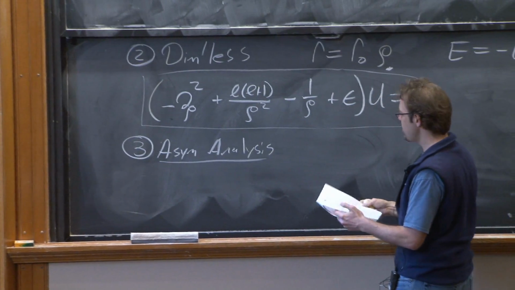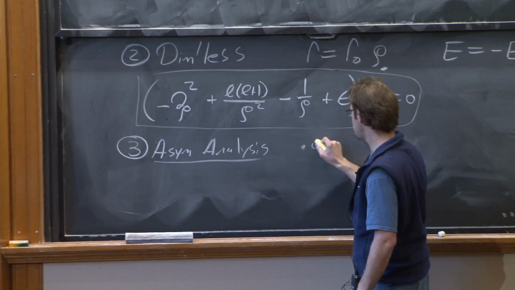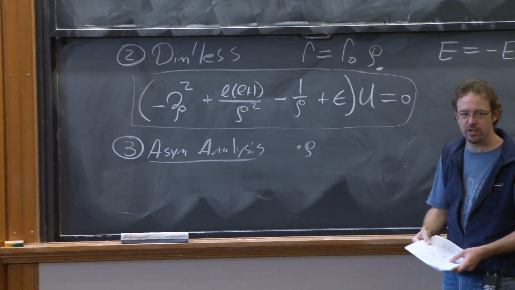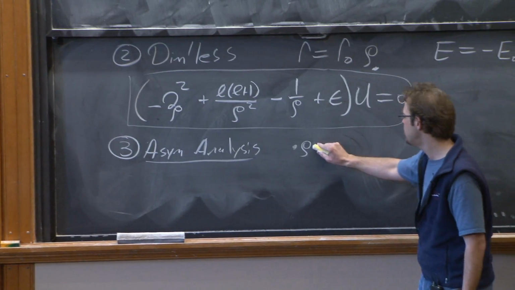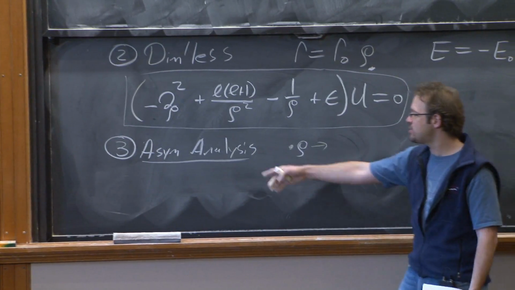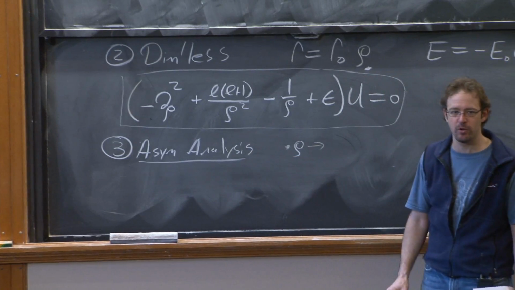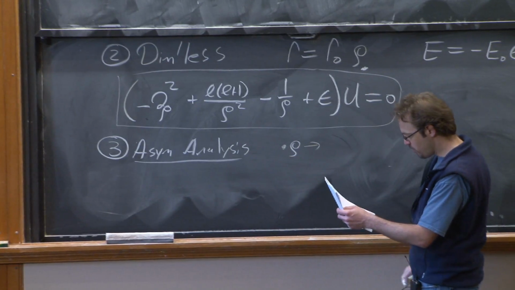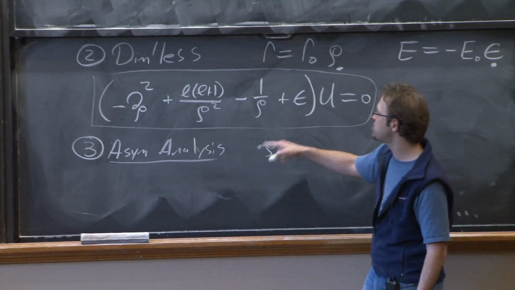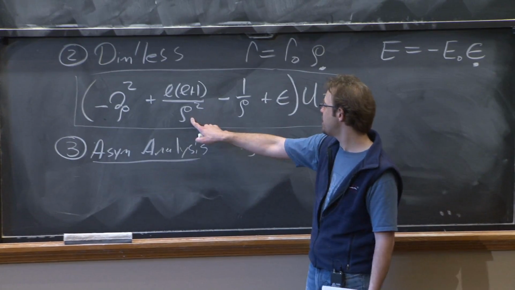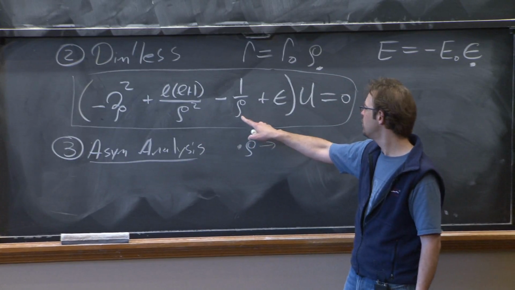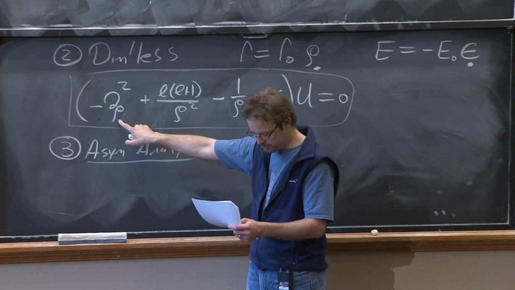Here I'm just going to write down the answers. The reason is, first off, this is something you should either do in recitation or go through on your own. This is just the mathematics of solving a differential equation. This is not the important part. So when rho goes to infinity, which terms dominate? Well, this is not terribly important, and that term is going to dominate.